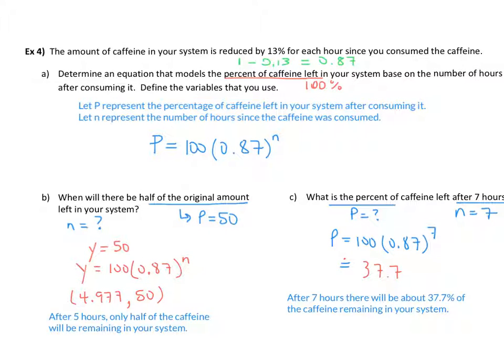Okay, so I've shown for part B what my two equations were that I put into Desmos. These are my two equations. This is the intersection point. So then I can make a conclusion that N is almost equal to 5 here. After 5 hours, only half the caffeine will be remaining in your system. And then when I calculated for part C, I got 37.7. So after 7 hours, there will be about 37.7% of the caffeine remaining in your system.